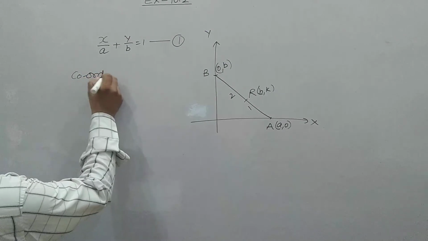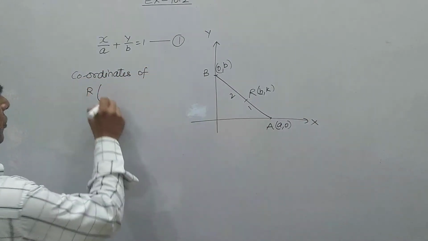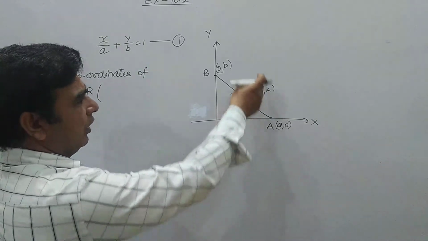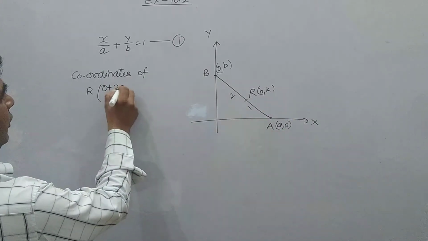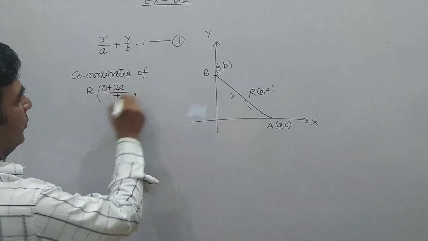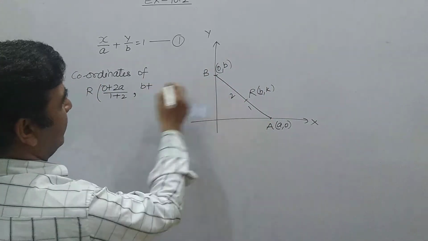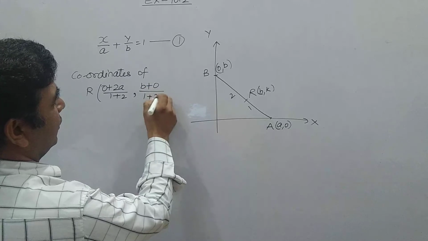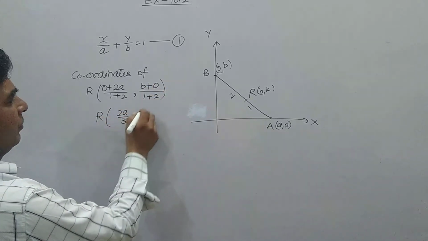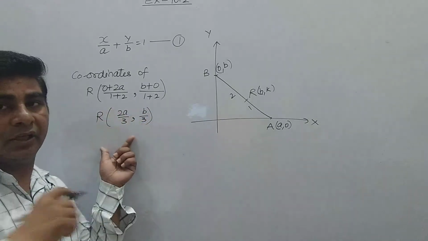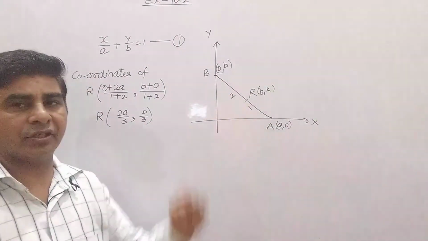The coordinates of R can be obtained by using the section formula, which is given by (1 multiplied by 0 plus 2 multiplied by a) upon (1 plus 2), comma, (1 multiplied by b plus 2 multiplied by 0) upon the sum of the ratio. So the coordinates of R will be (2a/3, b/3). These are the coordinates of the point R through the section formula.